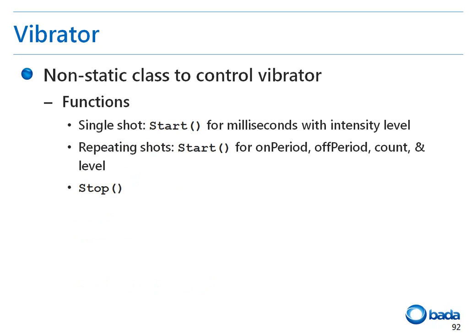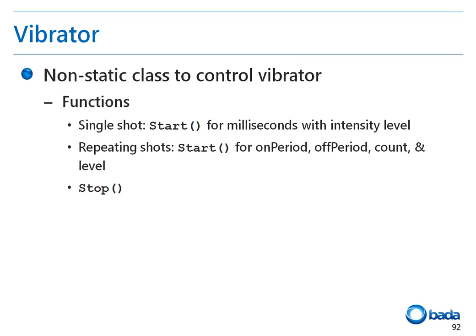Finally, the vibrator class is a non-static class that can be used to control the vibrator. The vibrator class provides functions to implement a single shot and functions to implement a repeating shot. In the case of a single shot, you can activate the vibrator by specifying the vibration duration and the level.